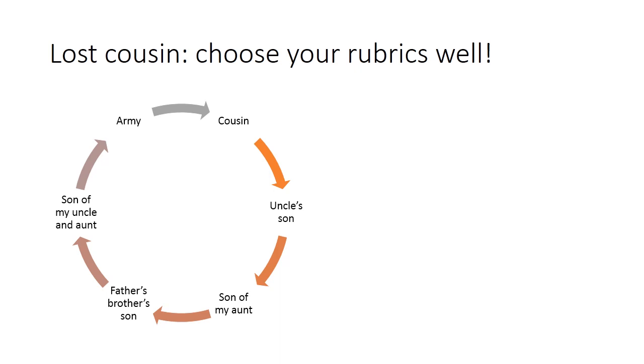My uncle's son is obviously called a cousin. My aunt's son, if she's married to the same uncle, will also be my cousin. My uncle happens to be my father's brother. And he is also the son of my uncle and aunt. And the fact that he's in the army is too vague. So what am I likely to find?